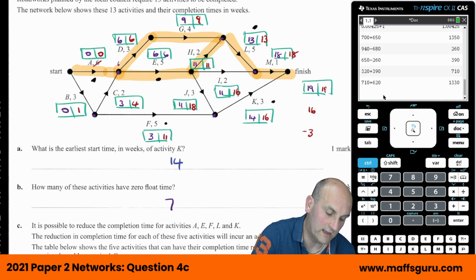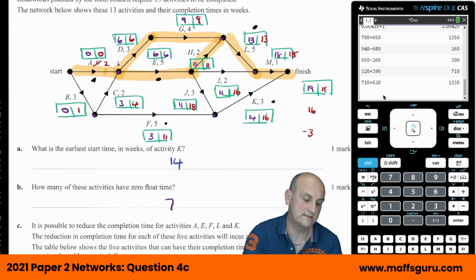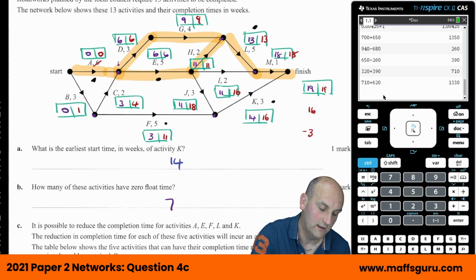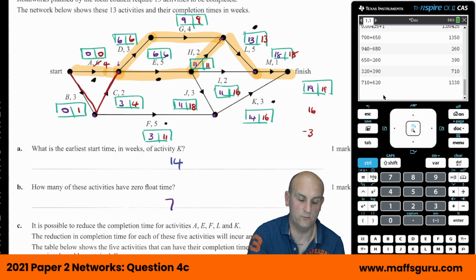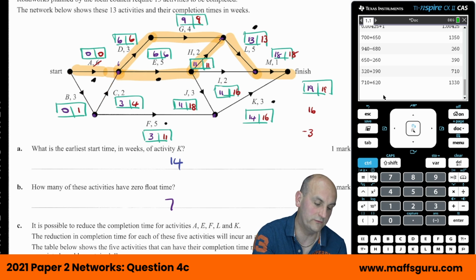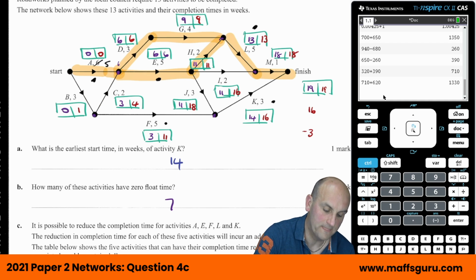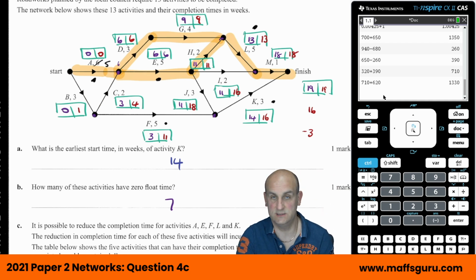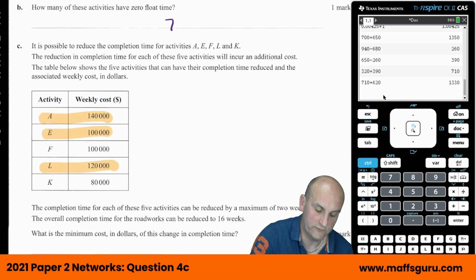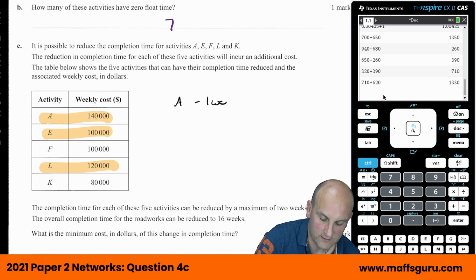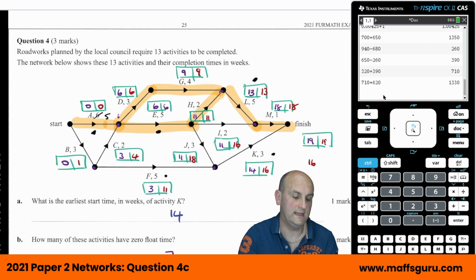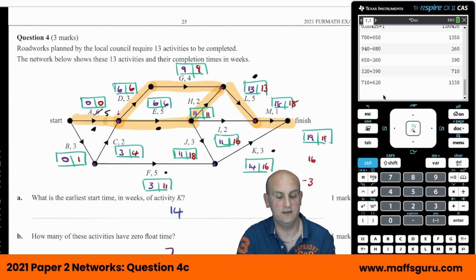I could reduce A by 2 weeks, but what happens then is B to C becomes, I did that earlier, 4 weeks, but then it means that this path here becomes 5, and that would become the new critical path. So that's no use to me. If I knock 1 week off of A, then that still stays on my critical path. So I'm going to say A minus 1 week. E, as I've said, doesn't seem to make any difference.